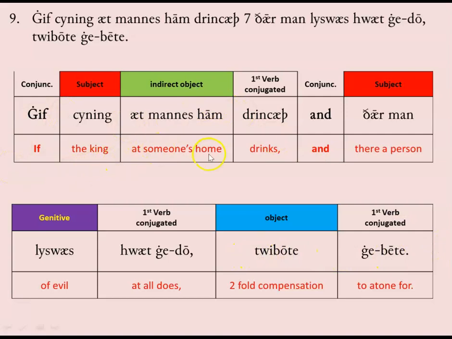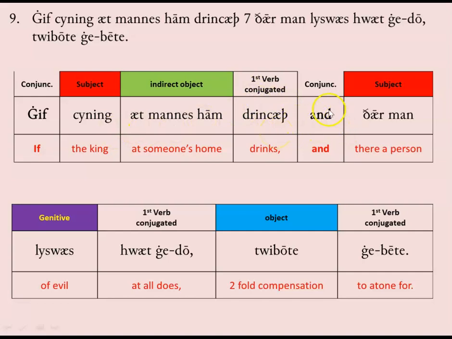Okay, so if the king at someone's home drinks, so the king's drinking at someone's home, subordinate clause, so the verb must go to the end. That's why it sounds funny to us. If the king at someone's home drinks. Whereas we would say, if the king drinks at someone's home. But because it's a subordinate clause, we'd have to take the verb out of the second place after the subject and stick it at the very end because it's a subordinate clause in the Old English. Whereas in modern English, we'd put drinks after the king. The king drinks at someone's home. But according to these rules for a subordinate clause, the verb must go to the end.